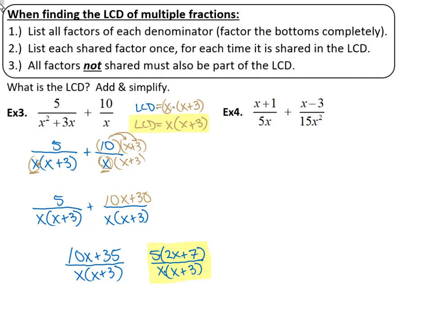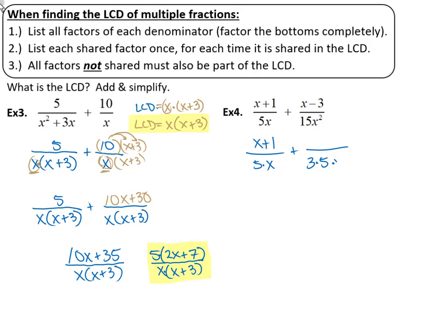Yeah, let's do number 4. 5 times x is just 5 and x for our denominators there. Not a whole lot we can do with that, but maybe I'll think of that as 5 times x. 15 can be broken down. That's 3 times 5.